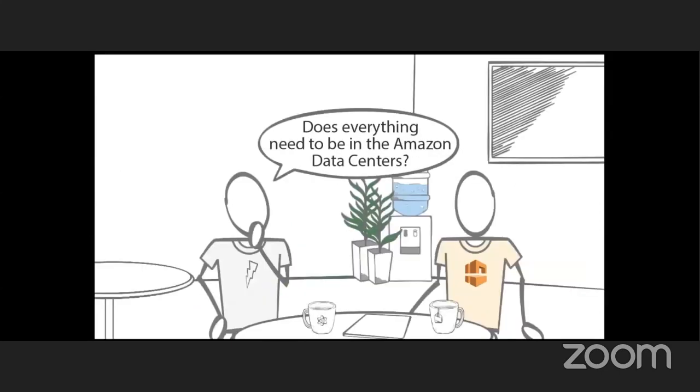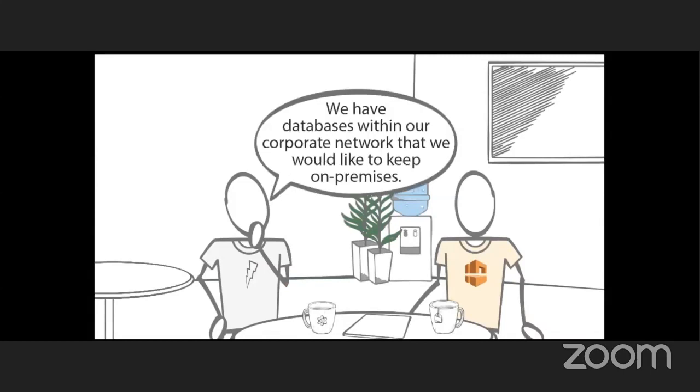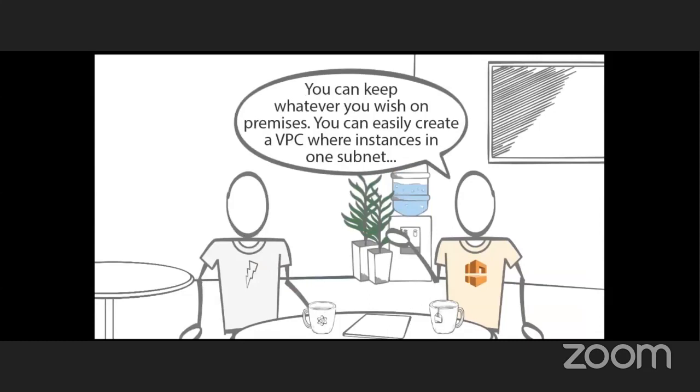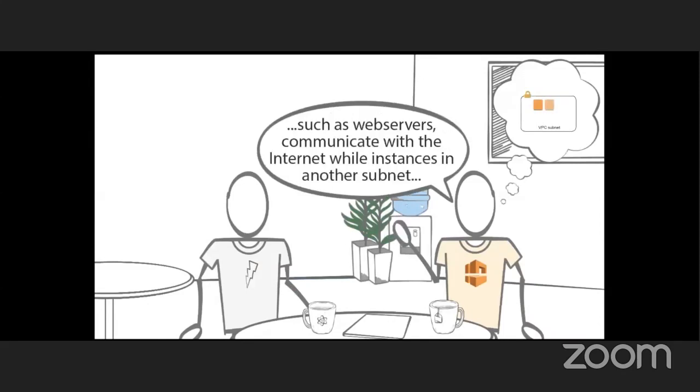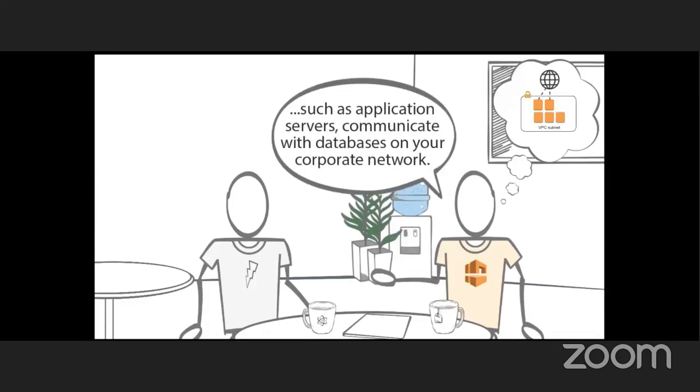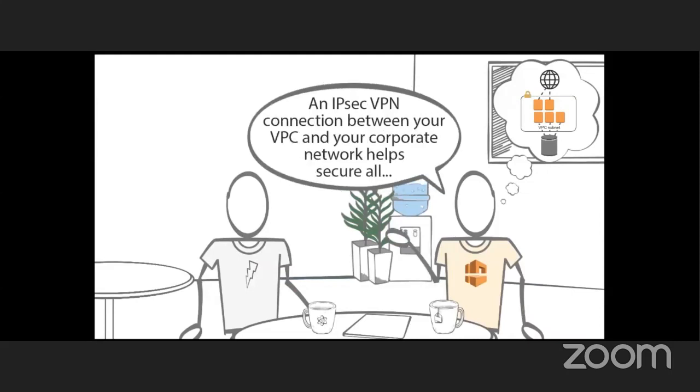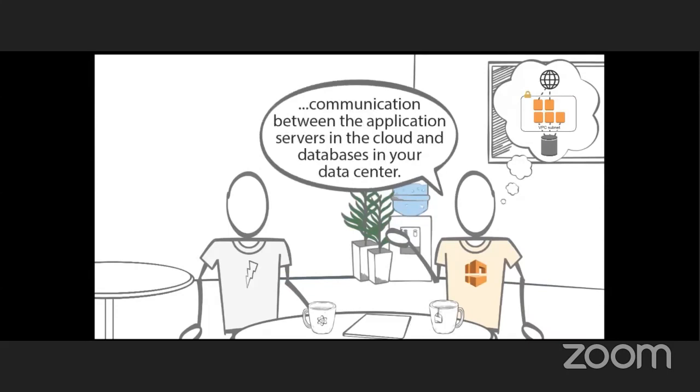Does everything need to be in the Amazon data centers? We have databases within our corporate network that we would like to keep on premises. You can keep whatever you wish on premises. You can easily create a VPC where instances in one subnet, such as web servers, communicate with the internet, while instances in another subnet, such as application servers, communicate with databases on your corporate network. An IPsec VPN connection between your VPC and your corporate network helps secure all communication between the application servers in the cloud and databases in your data center.